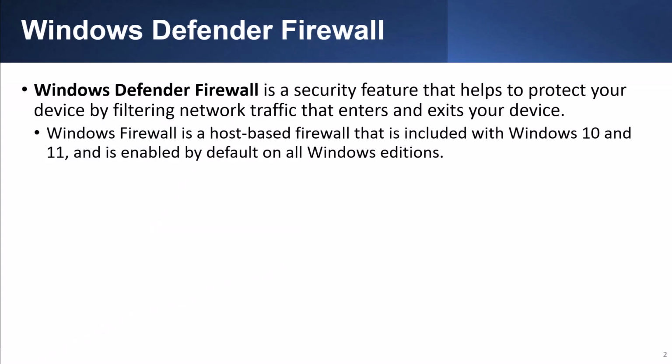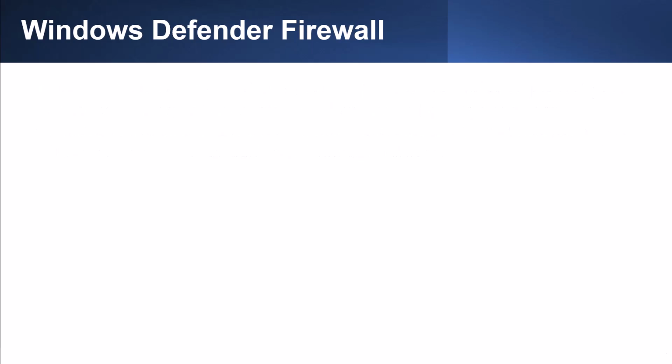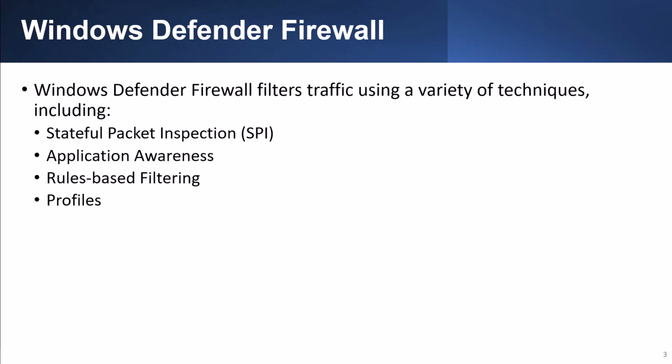Windows Defender Firewall is a security feature that helps to protect your device by filtering network traffic that enters and exits your device. Windows Firewall is a host-based firewall that is included with Windows 10 and 11 and is enabled by default on all Windows editions. Windows Defender Firewall filters traffic using a variety of techniques including Stateful Packet Inspection or SPI, Application Awareness, Rules-Based Filtering, and Profiles.